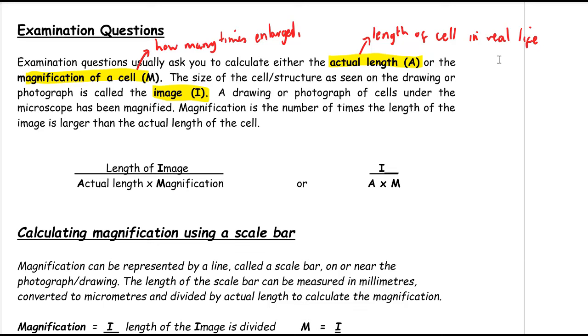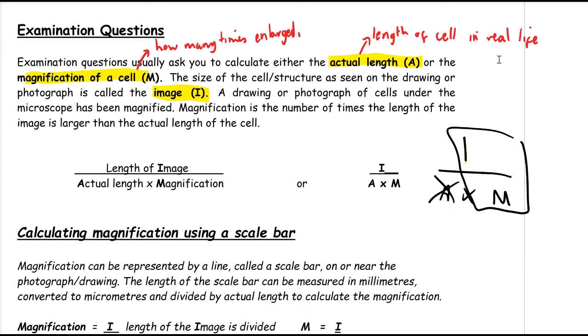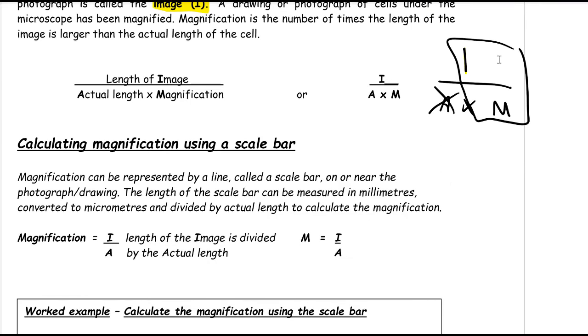Now, if we look at this, this is the little equation you can use: length of the image, is that. Sometimes you'll be given two of them and have to work out the third one. So, for example, if you had to work out the actual length, you just cover it up and you would do the image length divided by the magnification. So let's have a look.